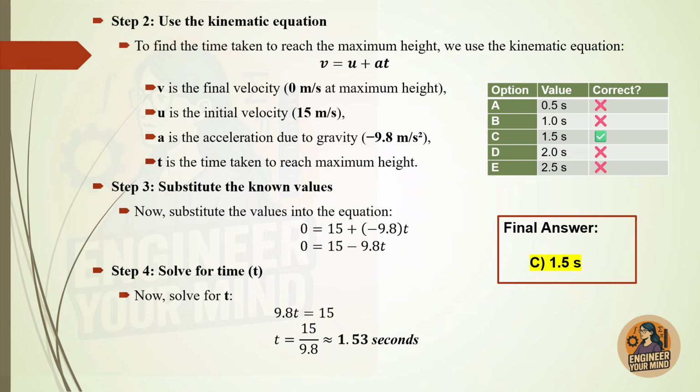Quick exam tip. When solving vertical motion problems, remember, at maximum height, the final velocity is always 0. Use the kinematic equation v equals u plus at to find the time.